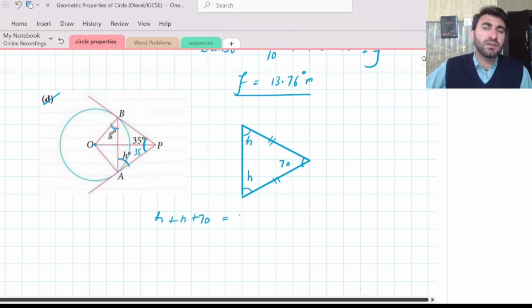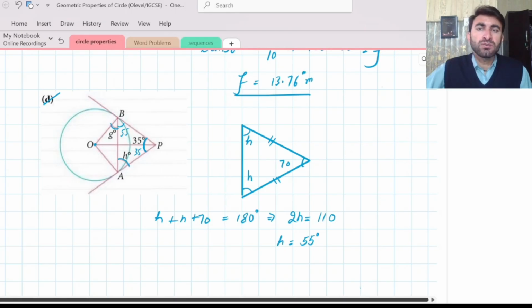So it will be h plus 70, which equals 180, which actually means that 2h is equal to 180 minus 70, becoming 110 degrees. So h shall become 55 degrees. So the value of h over here is 55 degrees.